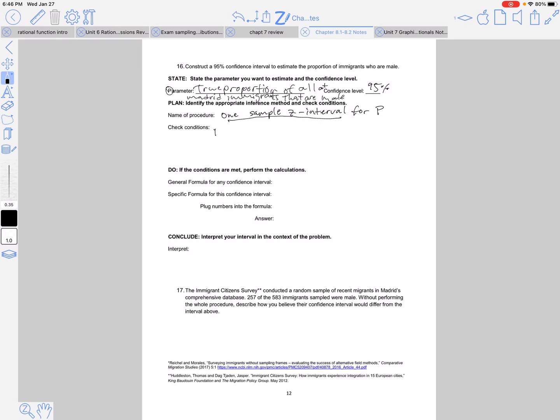We're going to check our conditions, which are random. So we just say the 150, and we did beads, but they represent people, were selected randomly. We just randomly chose them. So you just state that. The 10% condition you can prove: 150 is less than 1/10 of the thousands of immigrants, right?